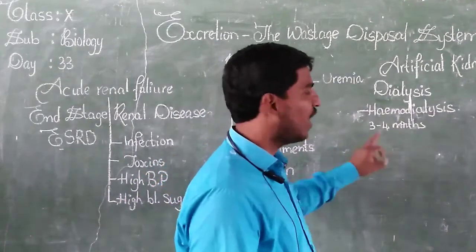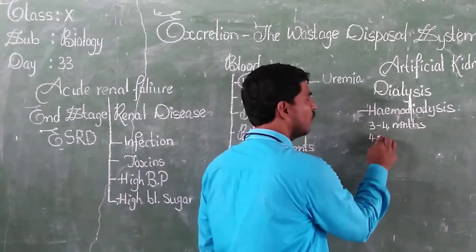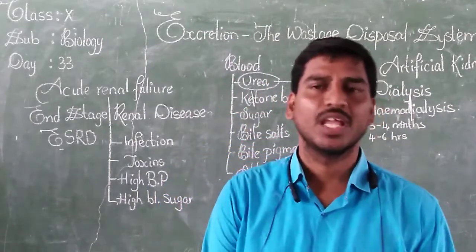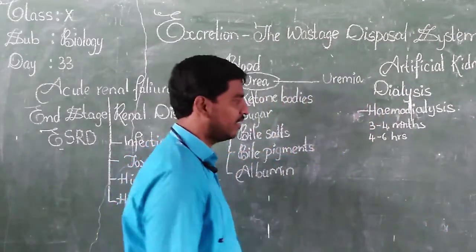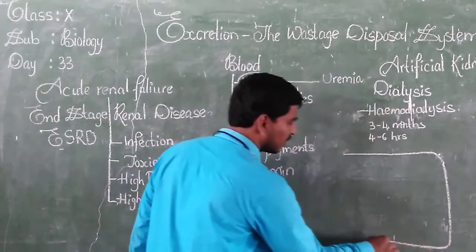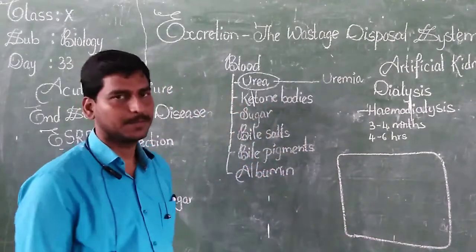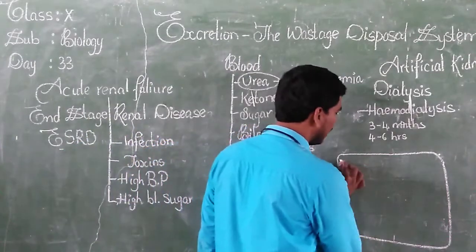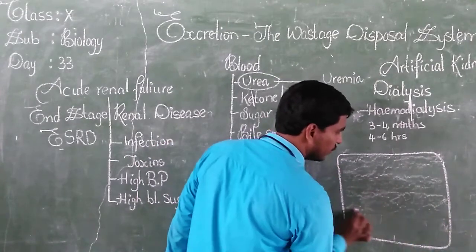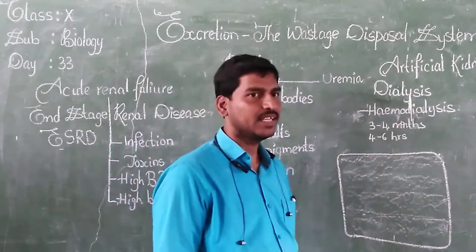Once they go for dialysis, it takes nearly 4 to 6 hours to undergo this complete process. Now, generally what do they do in this dialysis? Let us try to see. The dialyzer machine contains a dialysis chamber, which is completely filled with dialyzer fluid.